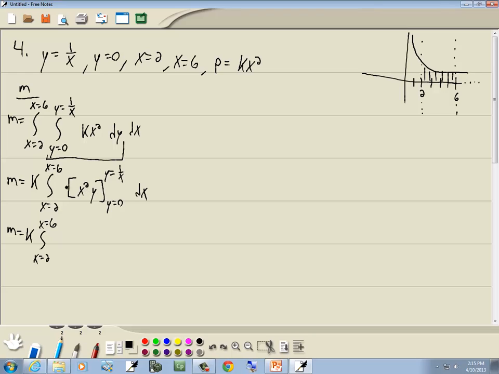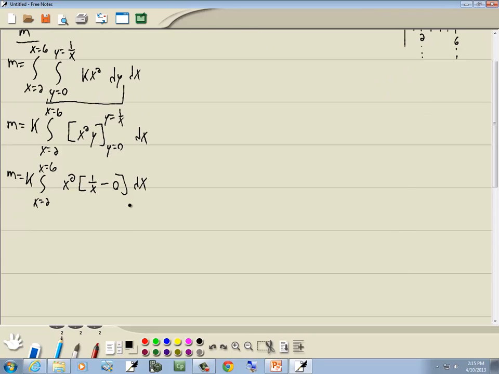Now the x squared I can put out in front of the brackets. It's a constant portion. And the y, I'll plug the 1 over x in for y, minus, and I'll plug 0 in for the y, dx. Okay, so we got k, and then x is equal to 2 to 6. Now the 0 drops away. x squared times 1 over x will give me x squared over x, or just x dx.